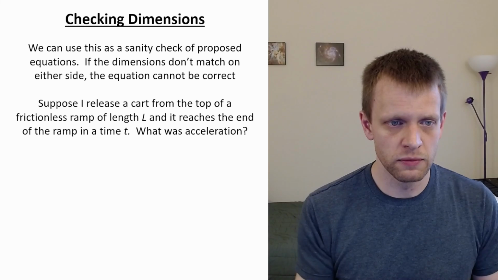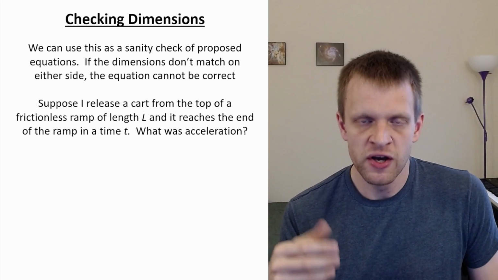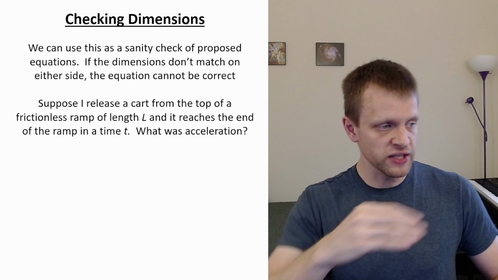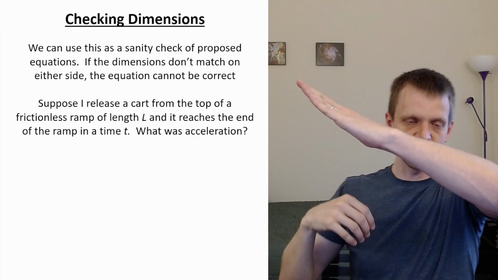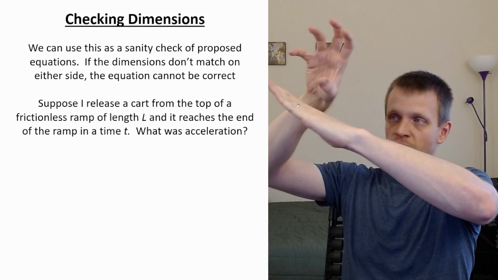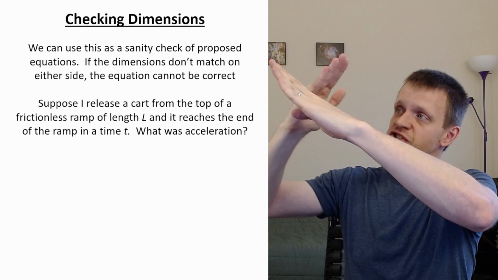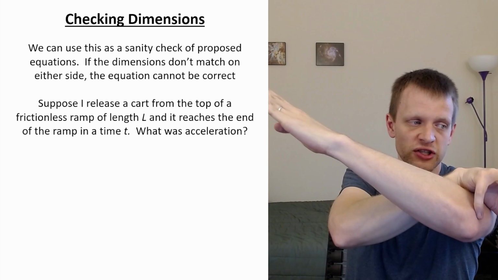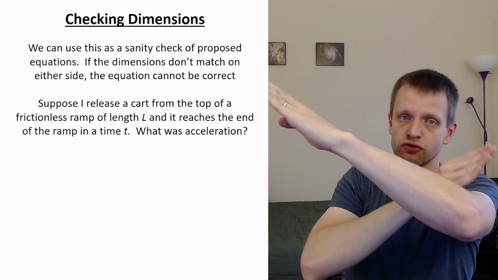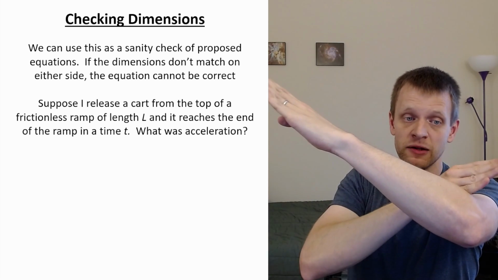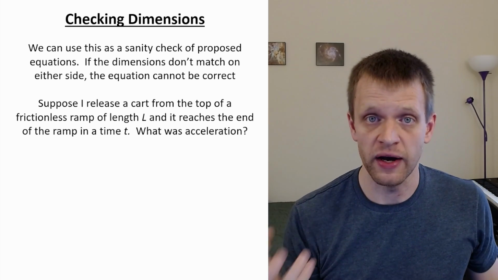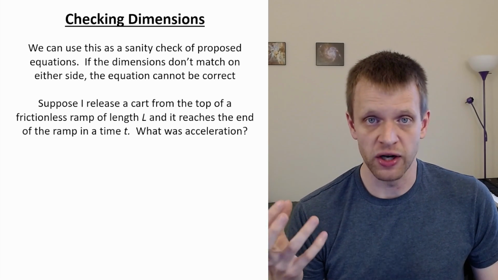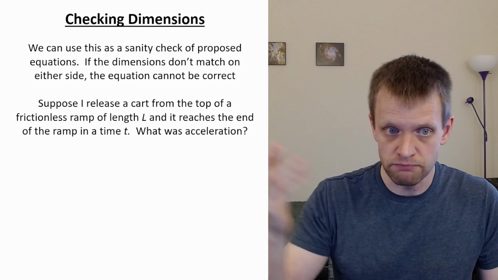So let's look at a concrete example of this. Suppose I release a cart from the top of a frictionless ramp of length L. So let's say I've got this frictionless ramp and there's a cart on it. We're going to call this position 0. And that cart is going to go down this frictionless ramp and reach the bottom of the ramp, which is, let's say, position L. And it does that in a certain time t. And I want to know, what is the acceleration of the cart during this motion down the ramp?